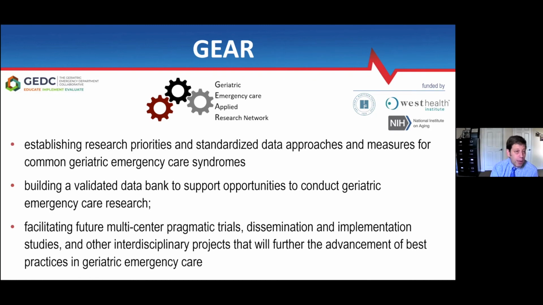I believe they are going to be releasing pilot grant opportunities. This is also funded by the Hartford Foundation and West Health Institute, but receives most of its funding from NIH, from the National Institute on Aging, and I'm pleased to report that the 2.0 version was just recently funded. So this is a really exciting initiative that many of us have been a part of to improve geriatric emergency research.